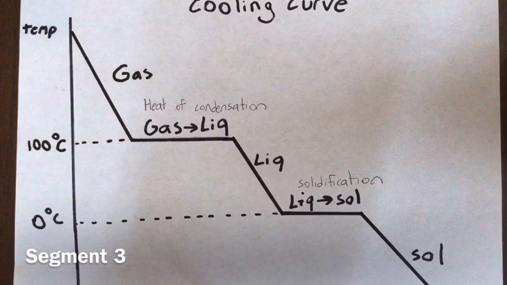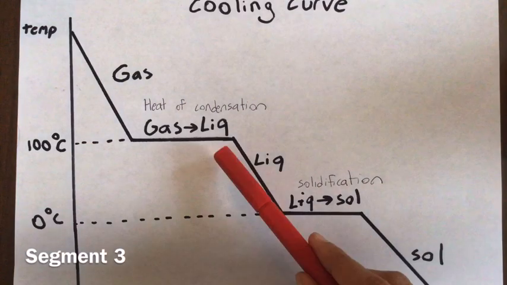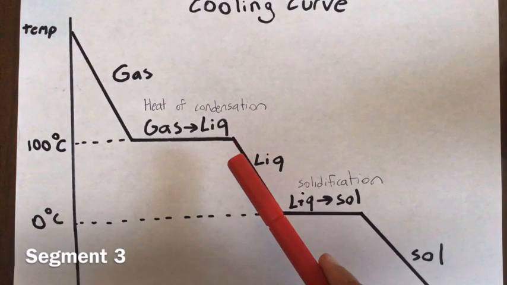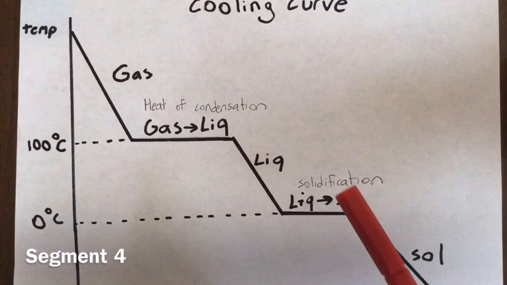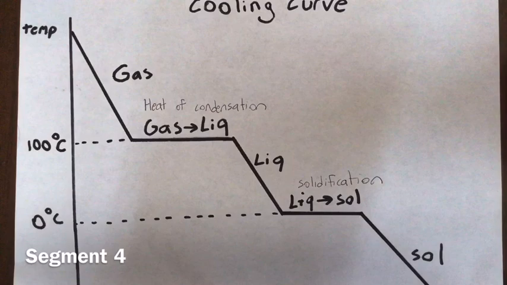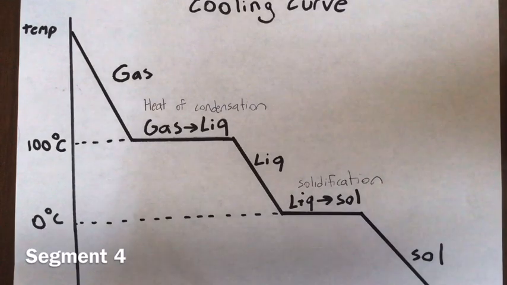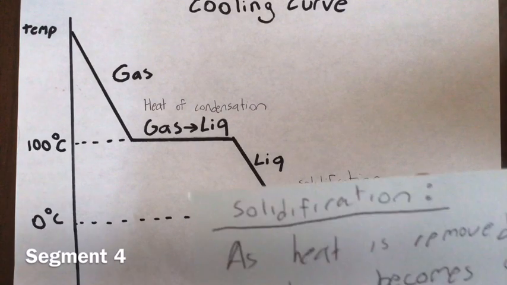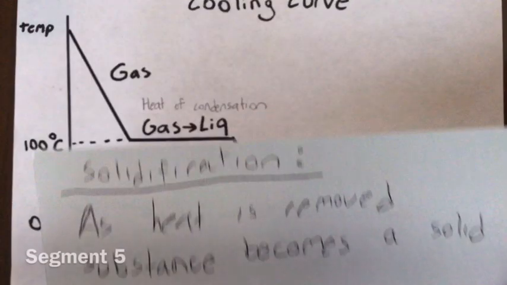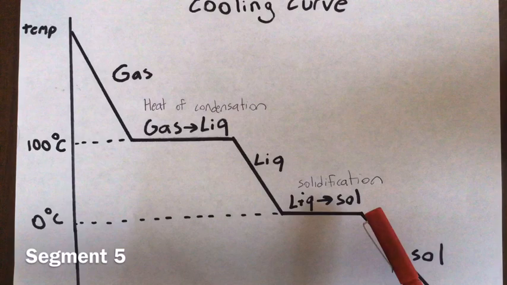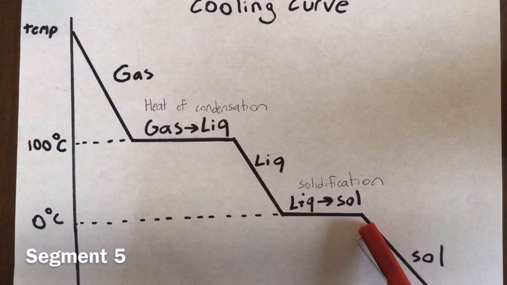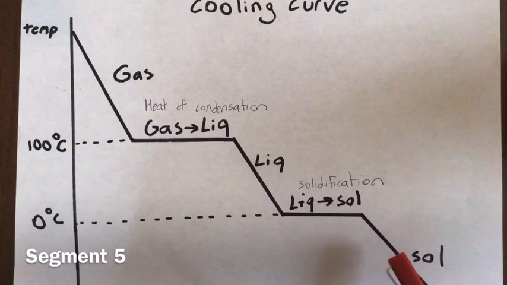In segment 3, between 100 and 0 degrees Celsius, water is in liquid form, so the temperature is decreasing. In segment 4, there is a plateau and therefore a phase change from liquid to solid. Solidification is taking place, meaning that as heat is being removed, it is becoming a solid. In segment 5, there's the least amount of kinetic energy present. Intermolecular forces are completely intact, water is in solid form and the temperature is decreasing. We do not know when that will stop.